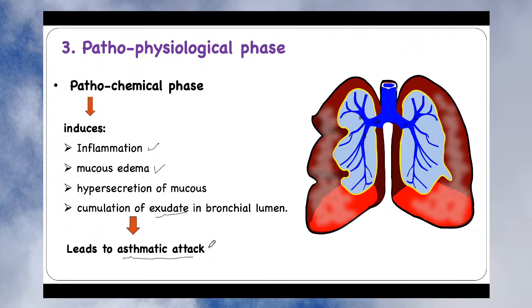So all those symptoms, dyspnea, breathlessness, wheezing, and tightness in the chest, will be produced in the pathophysiological phase of the allergy. So now we have seen three phases of the allergic reaction.